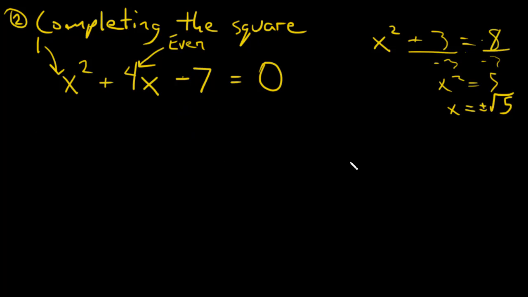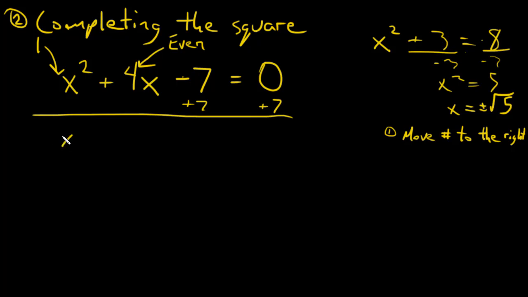Alright, so completing the square is done with the same steps every single time. Number 1, move the number to the right. Okay, so I'm going to move this 7 over. So plus 7, x squared plus 4x equals 7. Notice I left a space there. Okay, what goes in that space?